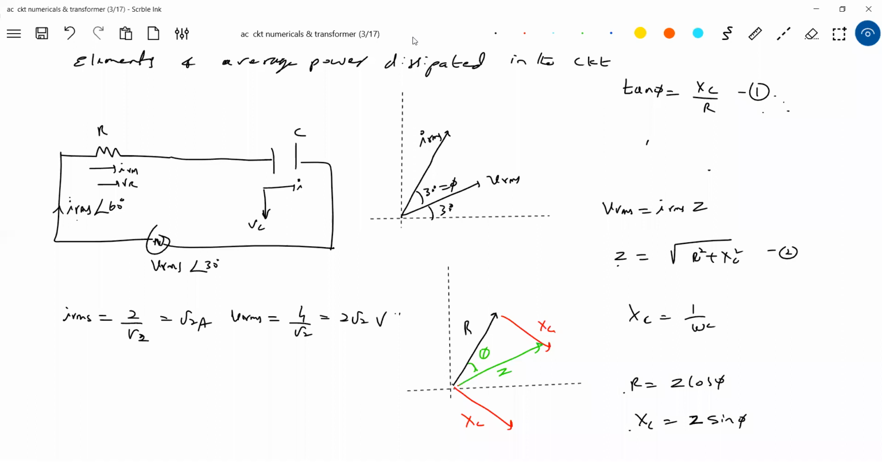Answer, average power. 3 plus square root 3. Okay, I'll write it here. Okay, yeah, fine. Thank you.